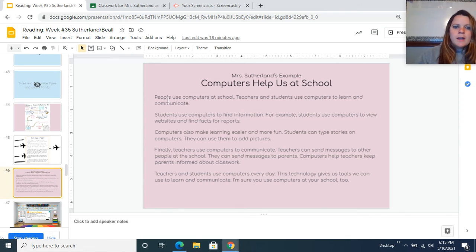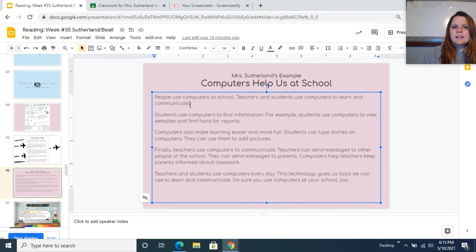Okay. People use computers at school. Teachers and students use computers to learn and communicate. I think I want to make this sentence a little bit longer, and I'm going to do that by adding a preposition. Where do teachers and students use computers to learn and communicate? I could add a where here. Of course, we can do that in the classroom. Okay, and then I'm going to end my sentence with a period.